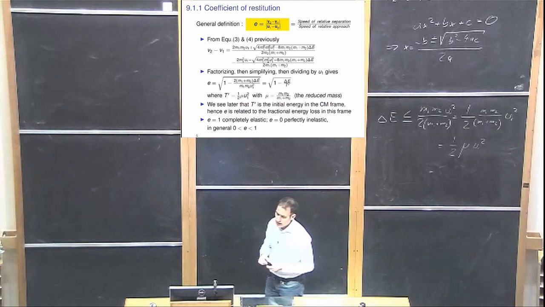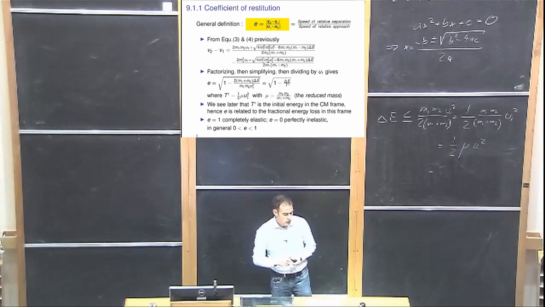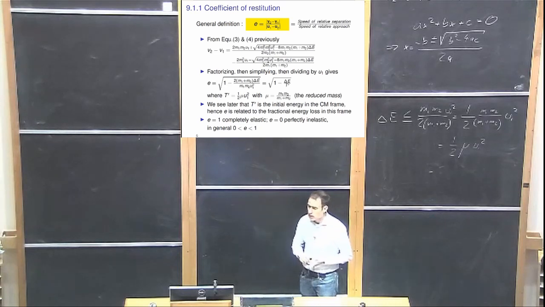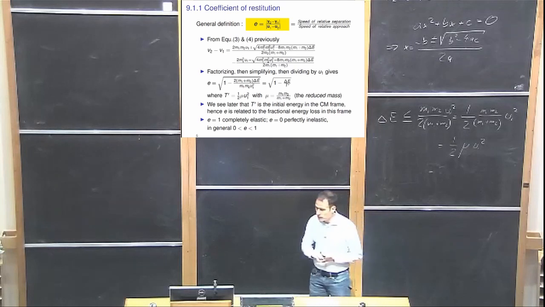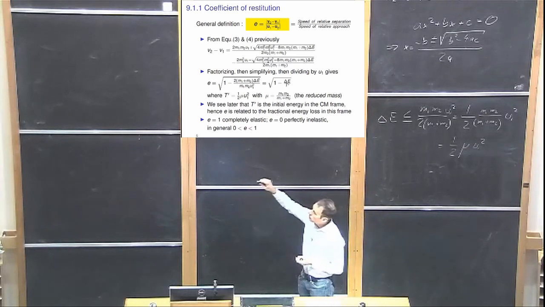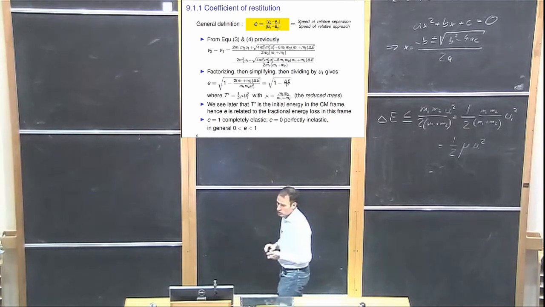Now, there's something I've already briefly mentioned in lecture 7, the coefficient of restitution. Some of you may have had it already during A levels, but for everyone else here, the coefficient of restitution is given as the absolute value of the relative speed of separation after the collision, over the relative speed of approach before the collision.